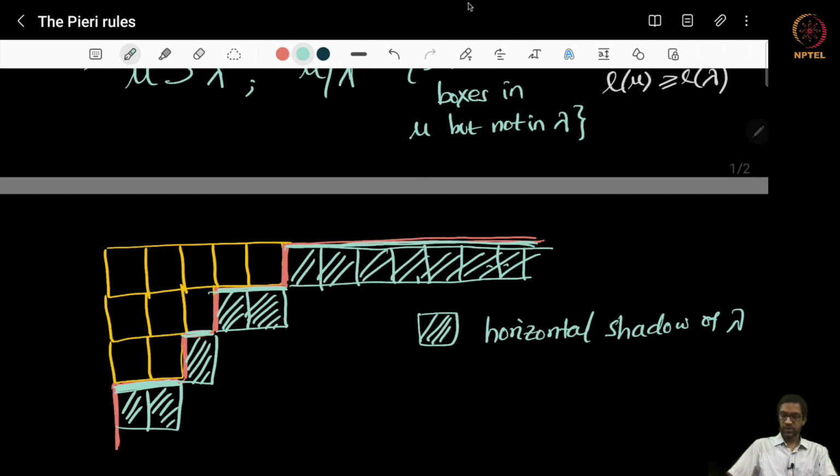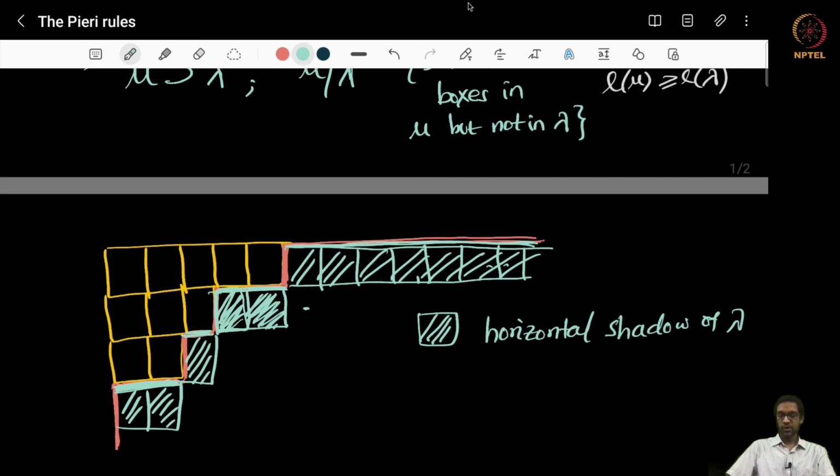So in this case, for example, in the second row, I start to the right of the shape of lambda. So I look at this cell first, and then I look at the next one, but I don't take the next one, because that cell doesn't have a roof. There is nothing on top of it. The shape lambda is not on top of it. Okay, so that's the horizontal shadow.